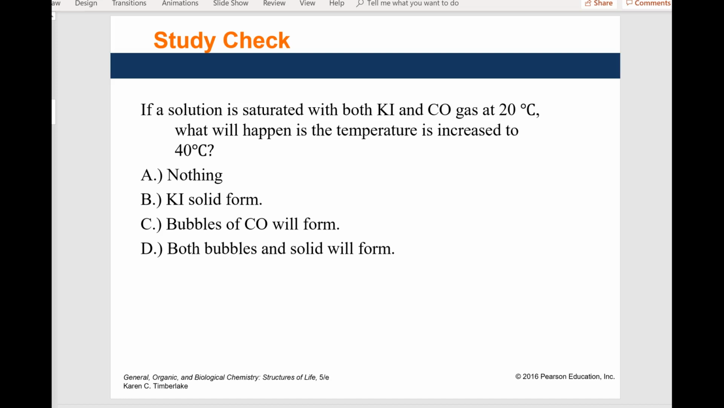Are we going to see nothing happen? Nothing's going to change. Are we going to see potassium iodide coming out of solution because we're decreasing the solubility of the potassium iodide by increasing the temperature? Are we going to see bubbles of carbon monoxide forming because we're decreasing the solubility of the gas by increasing the temperature? Or are we going to see both because we're decreasing the solubility of both by increasing the temperature?